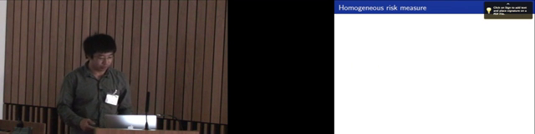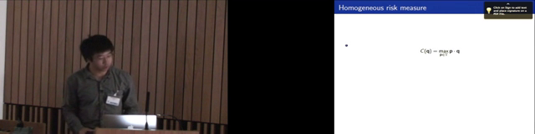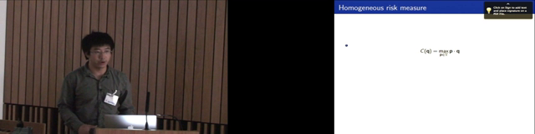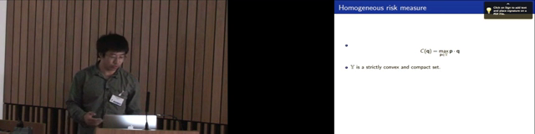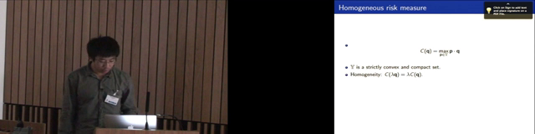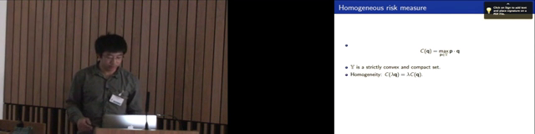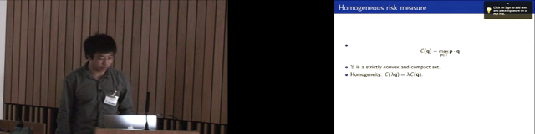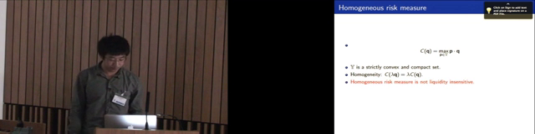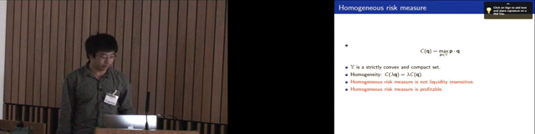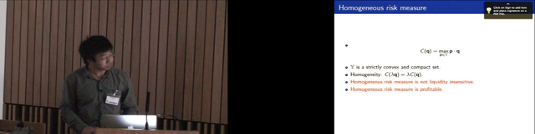I think to actually try to solve these two problems, homogeneous risk measures were proposed, which is another class of cost functions defined in this way: a maximization of merely a dot product over a price space Y, which is strictly convex and compact. And it's obvious that this definition gives you a homogeneous function, which means when you scale the argument, you scale the value of the function by the same scale. It is shown in their paper that homogeneous risk measures are not liquidity insensitive, and they are profitable.